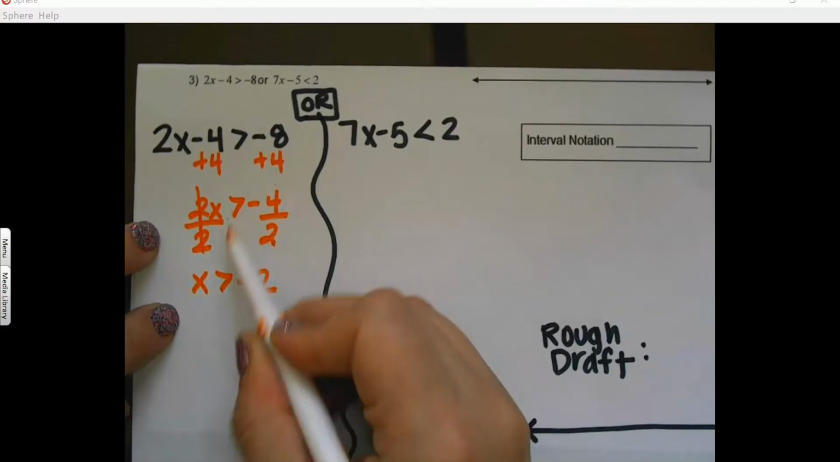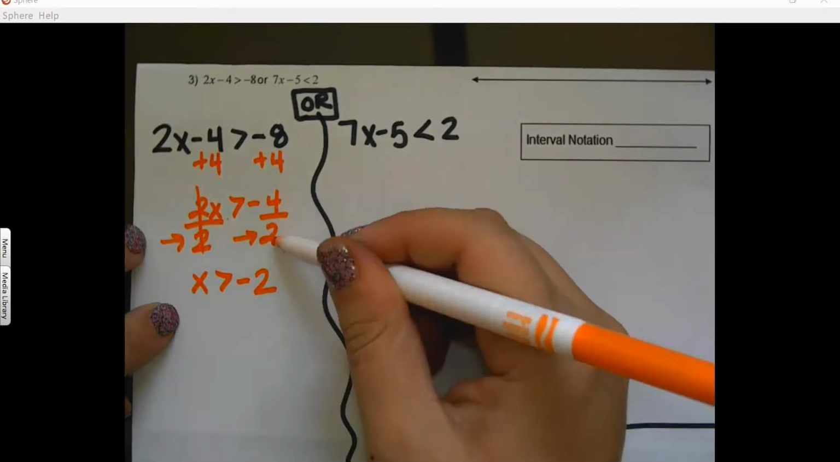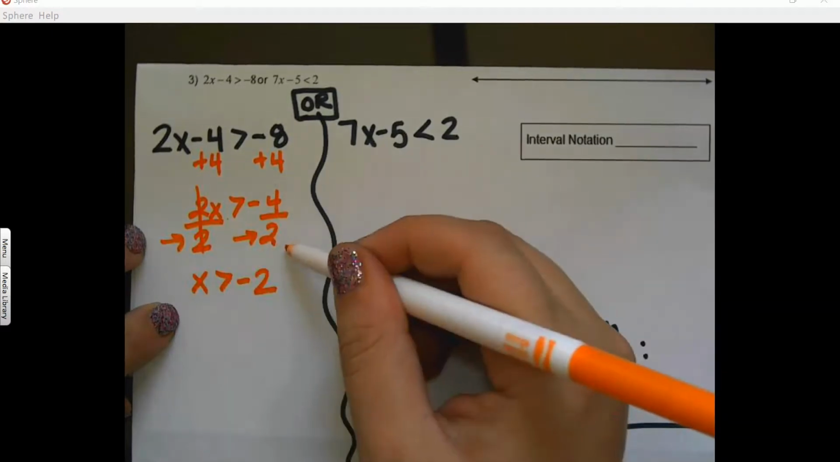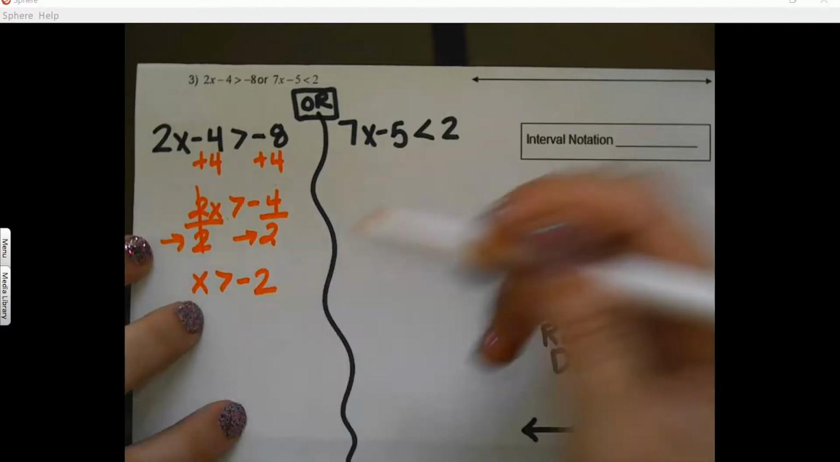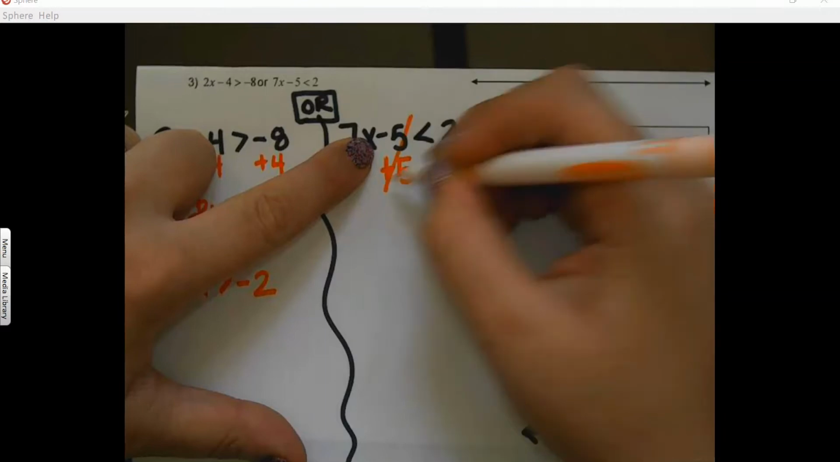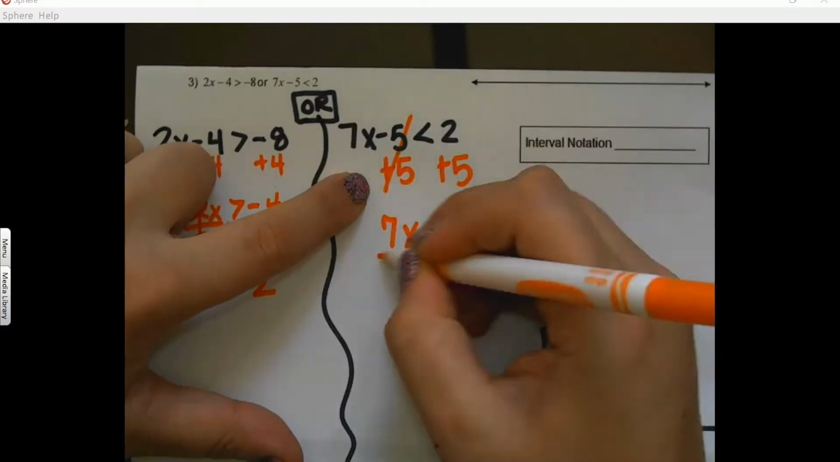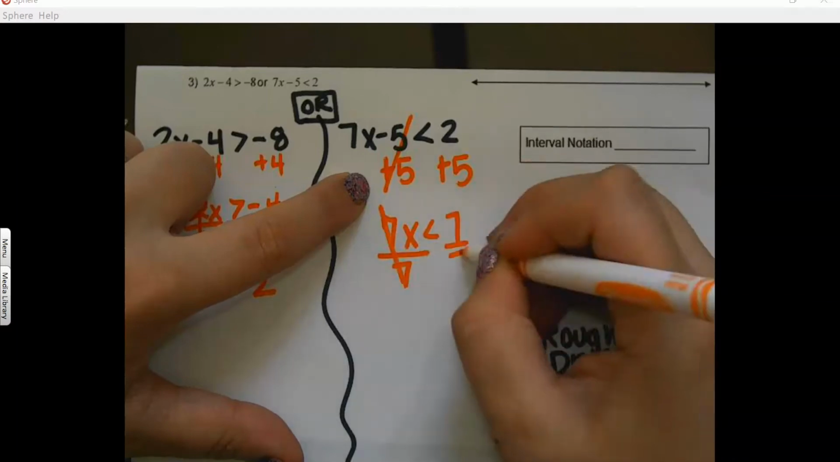We don't switch the sign because this number here that we put on both sides is not negative. This is negative, but what we divided by is not. So no need to switch the sign. To get the x by itself here, we're going to add 5 to both sides. And then lastly, divide by 7.